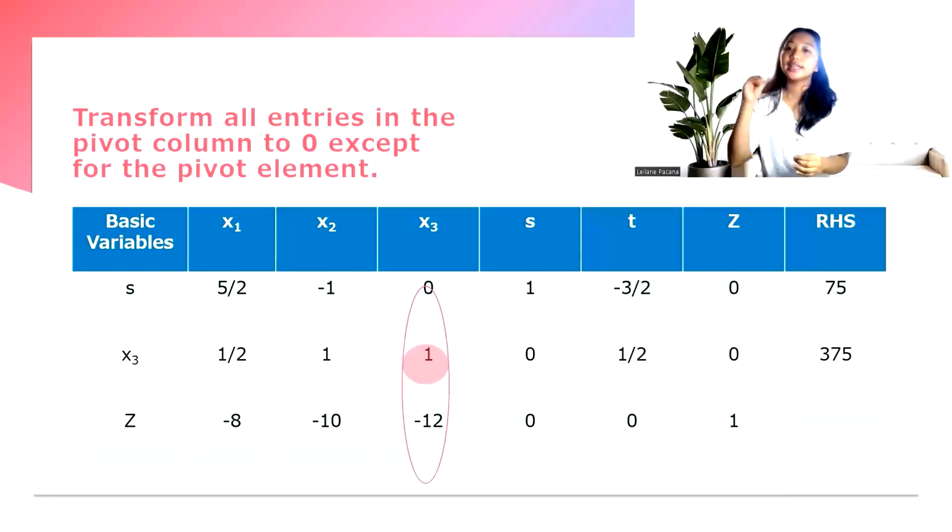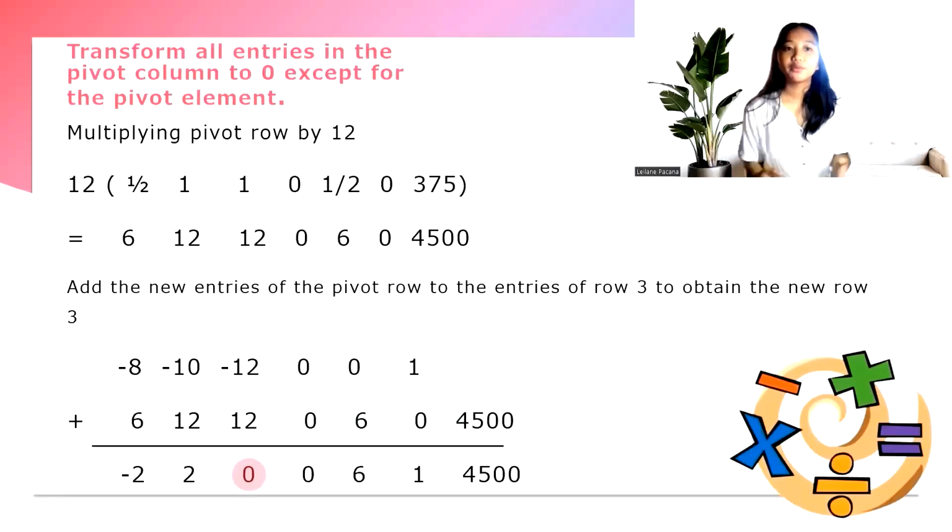Now we have to make negative 12 equal to 0 by adding positive 12, of course. So we have to do the same process. We have to multiply the pivot row to 12. 12 times 1 over 2, that is 6. 12 times 1 is 12. 12 times 1 is 12. 12 times 0, that's 0. 12 times 1 over 2, or 1 half, that is 6. 12 times 0 is 0. 12 times 375, we have 4,500.